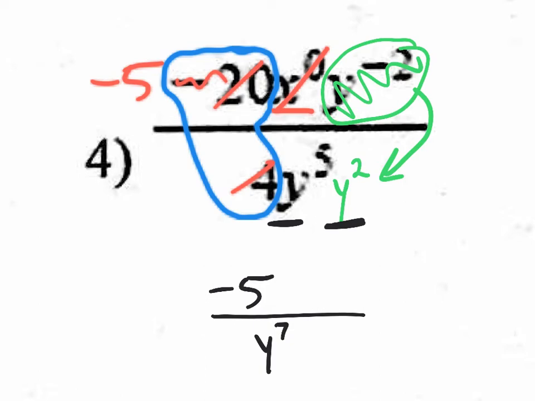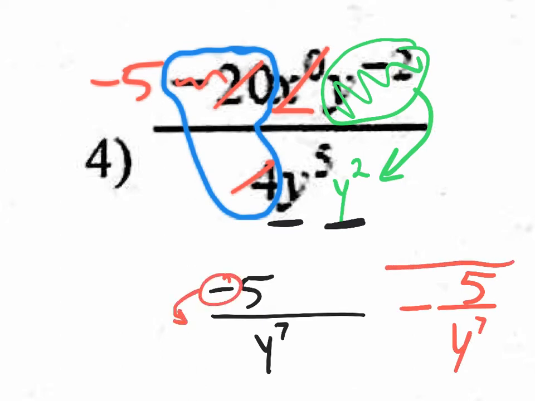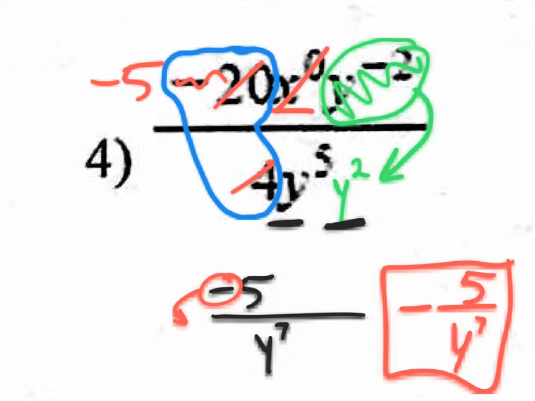So this is the answer, but let me tell you, on the multiple choice portion, they're going to write it like this. They're going to put 5 over y to the 7th, and the negative sign that's right here, they're going to put it out here in the middle. So they're going to write it as negative fraction 5 over y to the 7th, just to let you know.